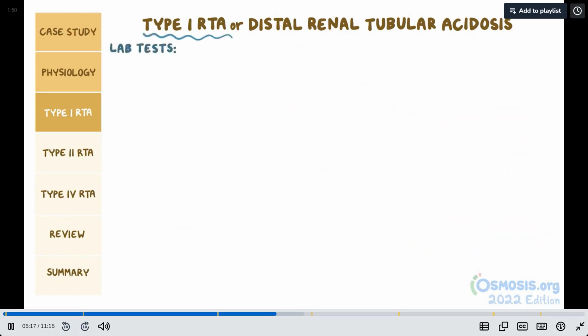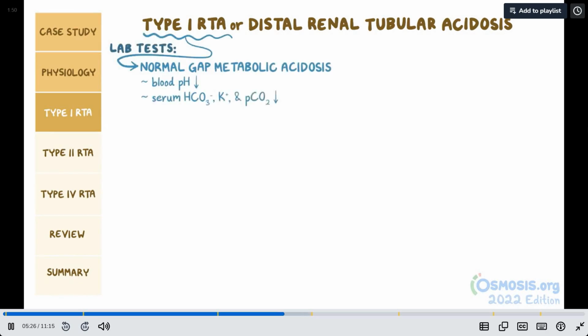On lab tests, type 1 RTA leads to a normal gap metabolic acidosis, meaning that blood pH will be low and levels of serum bicarbonate, potassium, and PCO2 will be low.